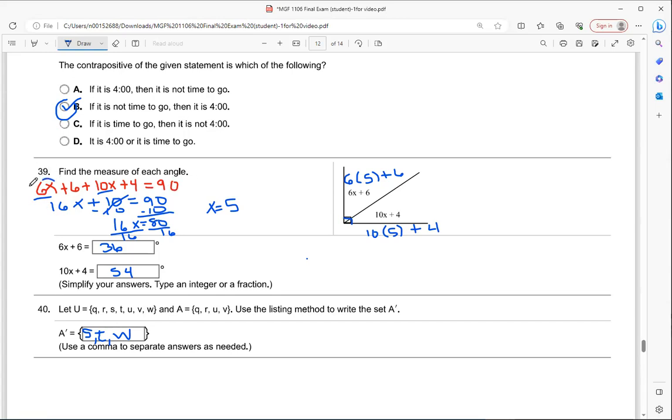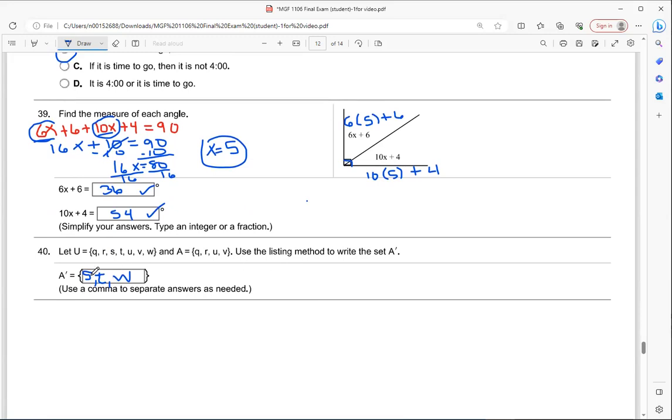Solving that equation, we combine like terms. 6x and 10x gives us 16x. And then 6 plus 4 gives us 10. We subtract 10 from both sides of that equation and divide by 16. So we get x equals 5. And then we go back and substitute 5 for x to determine the measure of each of these angles. 6 times 5 gives us 30 plus 6. That first angle at the top would be 36 degrees. The second angle, 10 times 5, that gives us 50 plus 4. That bottom angle is 54 degrees.